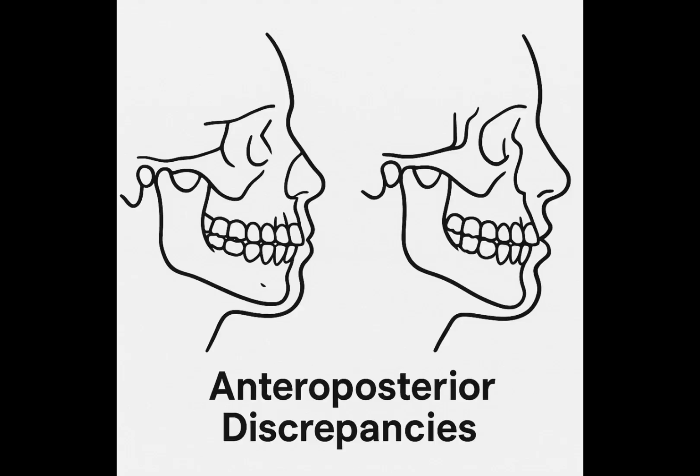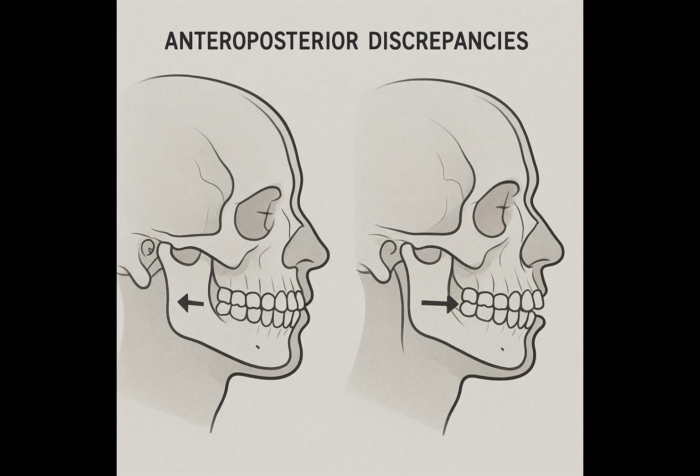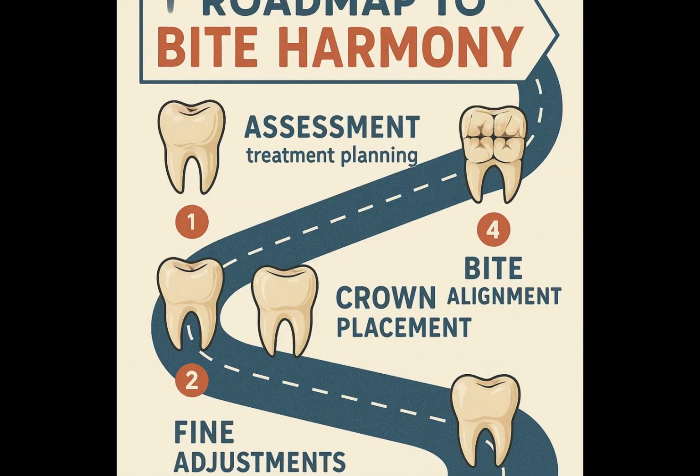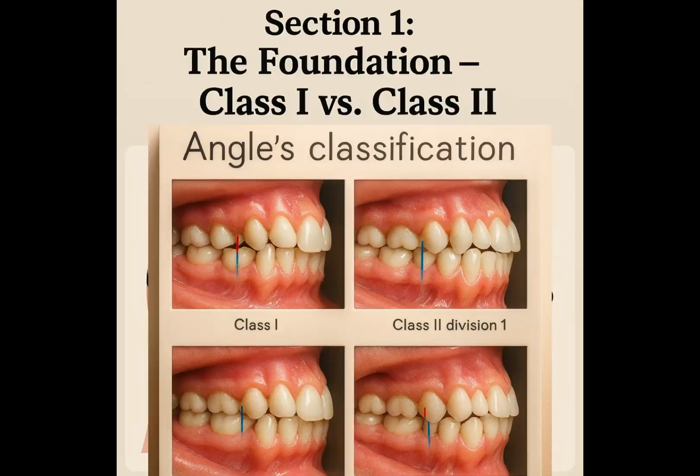Young clinicians. Today's episode is all about anteroposterior discrepancies: what they are, why they matter, and how orthodontists correct them. We'll go step by step, covering molar distalization, protraction, uprighting, and even molar rotation. You'll have a complete roadmap of how we bring molars and bites back into harmony.